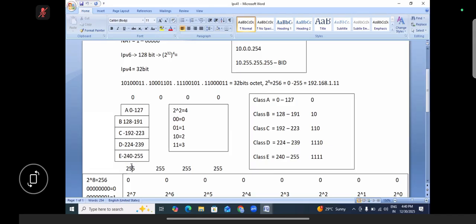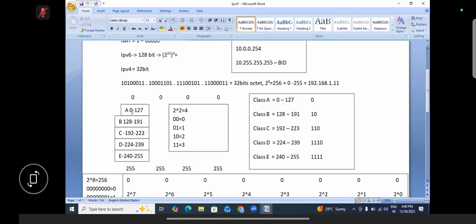IANA people did this because 0 to 255 is a very huge combination, right? 2 to the power of 32 is a very huge combination. So that's why they divided it into 4 octets, each octet having 8 bits. Even if you calculate one octet, 2 to the power of 8, that is 256, it's also a very huge combination. So that's why IANA introduced IP address classification.